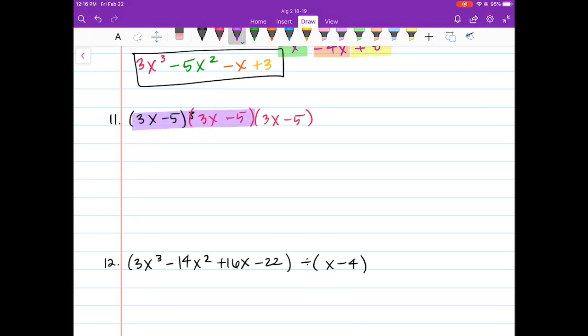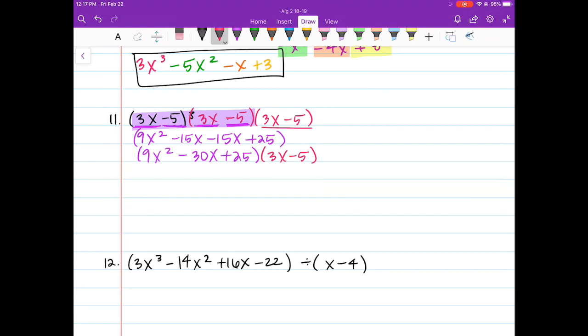So when we FOIL, we multiply our firsts. 3x times 3x gets us 9x squared. Our outsides, 3x times negative 5, minus 15x, and that's the same thing we get for our insides. And then our last, negative 5 times negative 5, gets us a plus 25. Now, don't forget that we can reduce before we take the time to multiply by that last binomial. So really, we've got 9x squared minus 30x plus 25, and we're taking that times 3x minus 5.